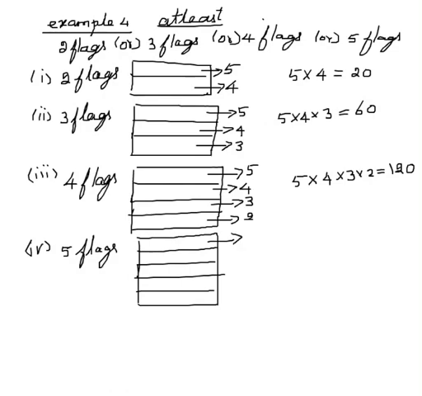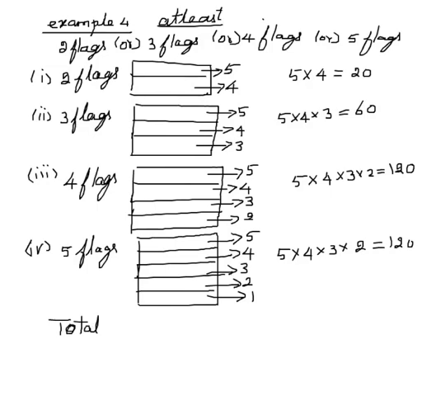So the number of choices for the first position is 5, then for the second 4, then 3, then 2 and 1. So the answer is the same, 120. Therefore, the total number of signals is equal to, we have to add these answers.